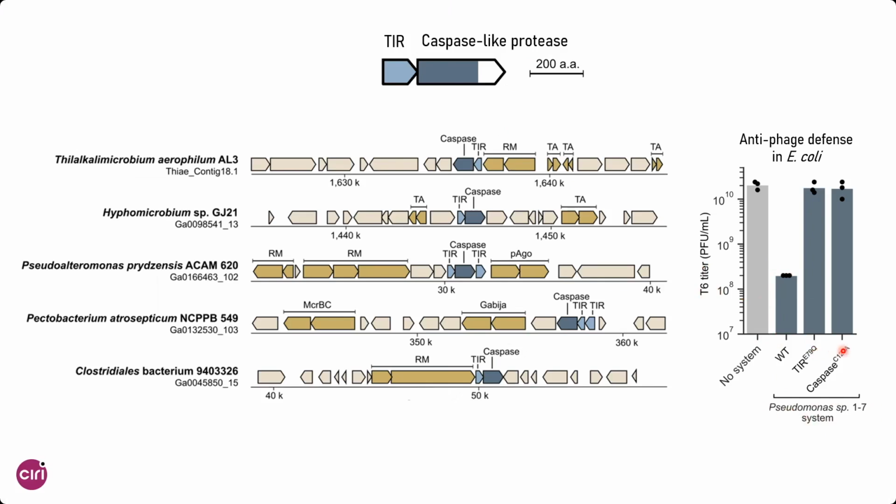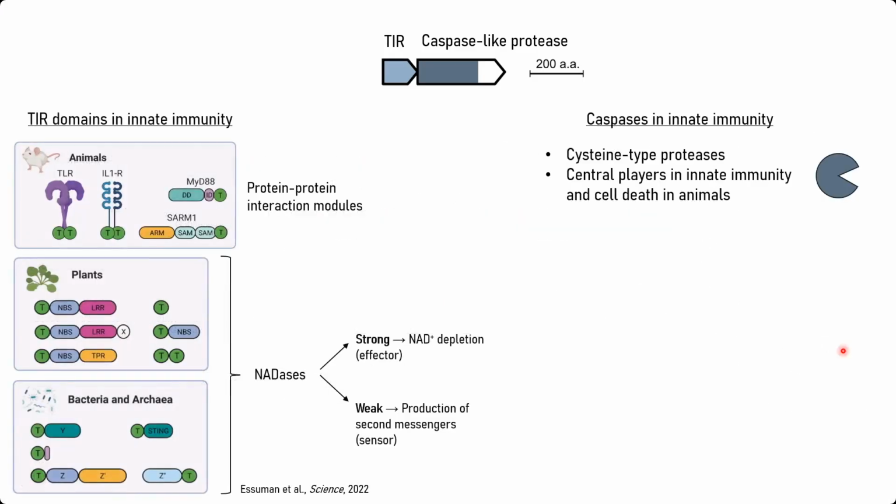And we are very excited about this defense system because both TIR and caspase-like proteases are well-known players of innate immunity. If we start with TIR domains on the left, TIR domains are well-known players of animal immunity. TIR stands for TLR and interleukin-1 receptor. And so typically these function as protein-protein interaction domains during infections that lead to the recruitment of adaptor proteins to start a signal transduction.